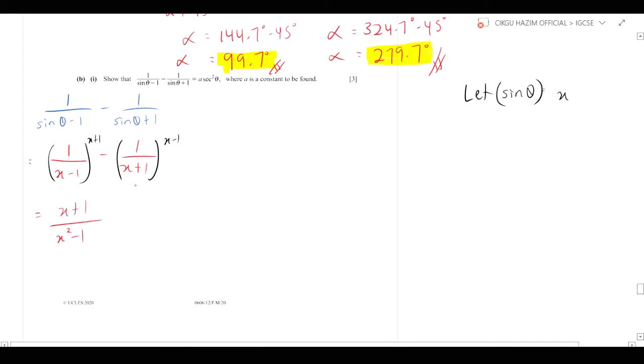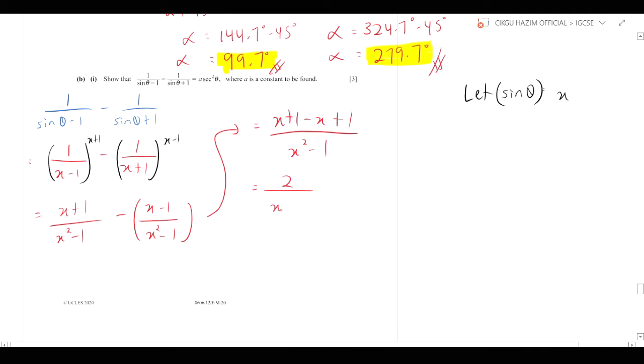Or x squared minus 1 squared, and then minus, and always put a bracket here, remember that. So here becomes x minus 1 over x squared minus 1. Once you open up the bracket, it will be x plus 1 over x squared minus 1, and then minus x plus 1 over x squared minus 1. So what do we have here? x minus x is 0, 1 plus 1 is 2, so 2 over x squared minus 1.